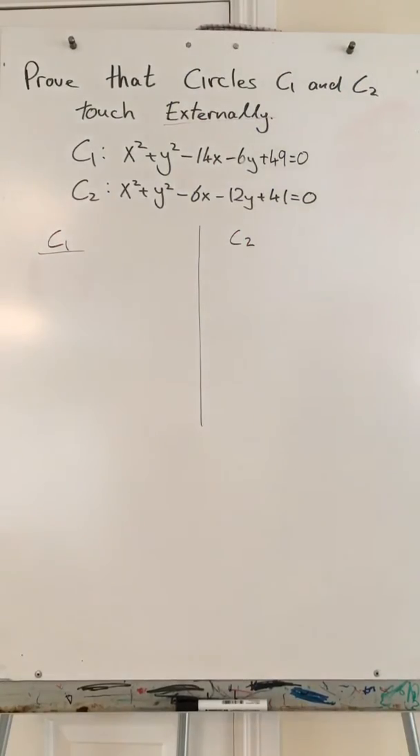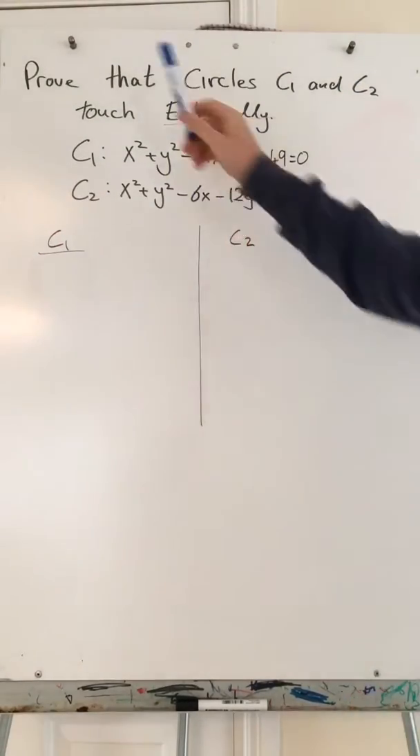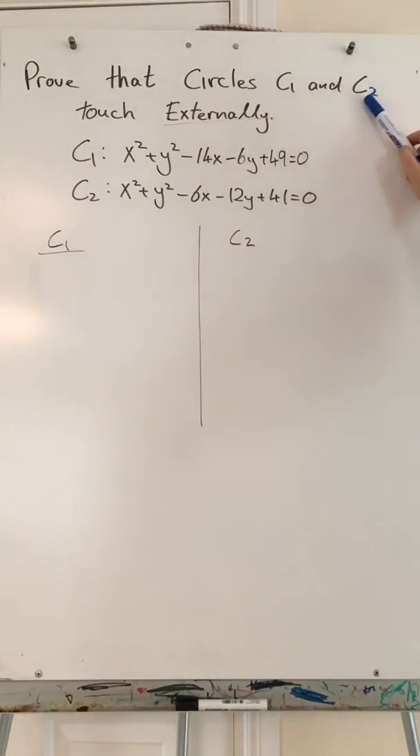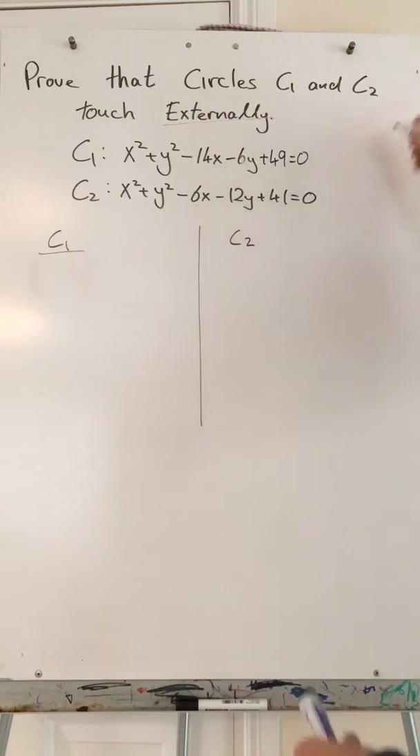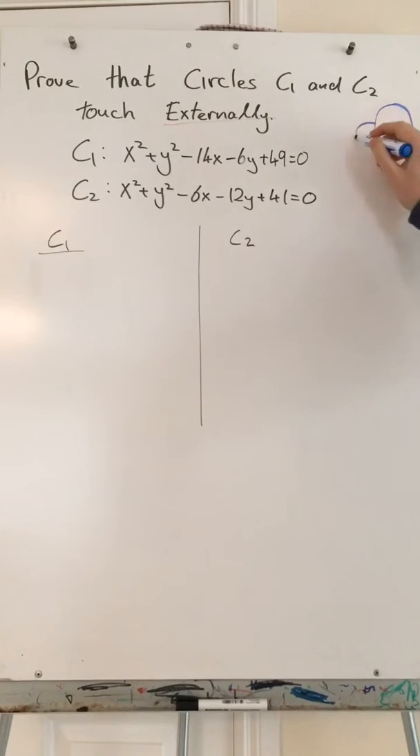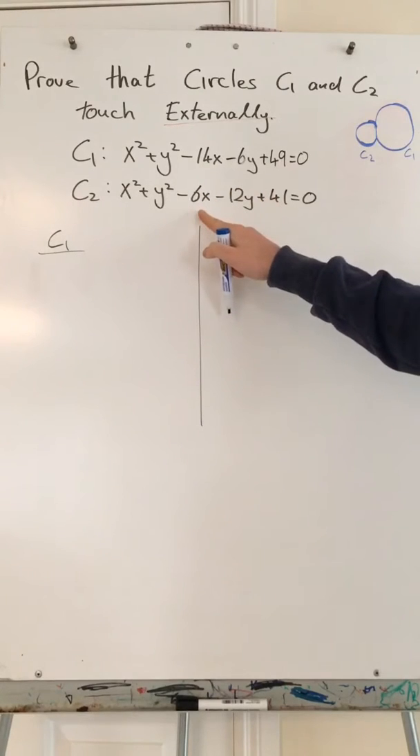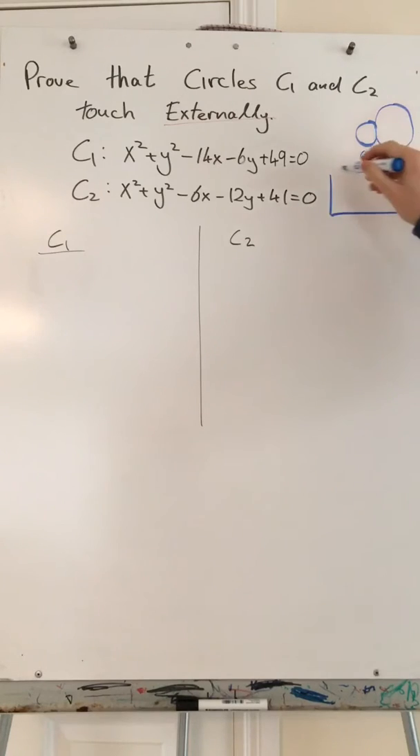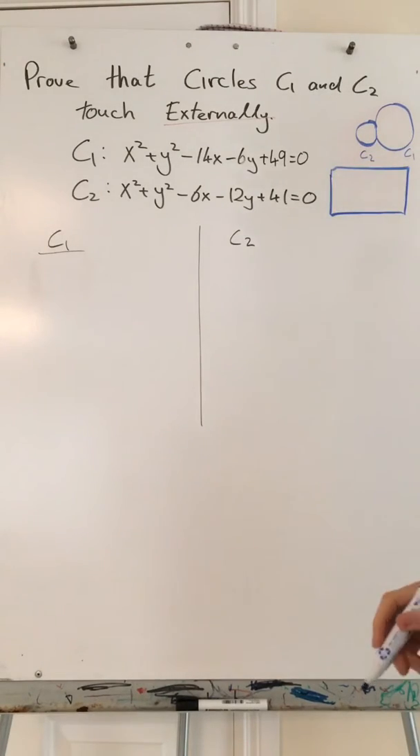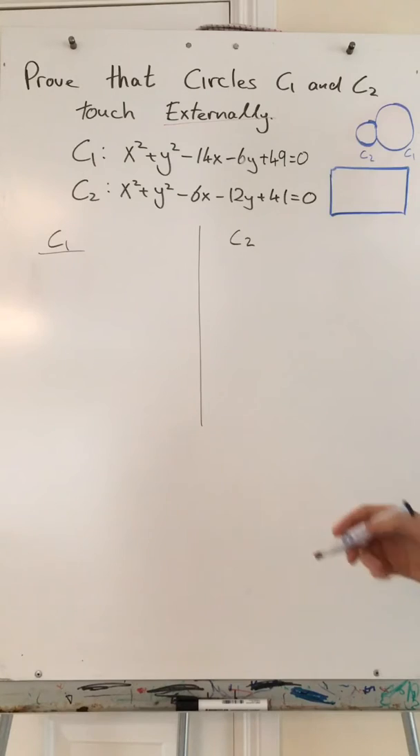Okay, so let's do this example here. In this question, we want to prove that circles C1 and C2 touch externally. If they touch externally, a diagram that it might look like is maybe there's C1 and here's C2, and we want to prove that they touch externally like that. Then they give us the equation of C1 and the equation of C2. So to prove that they touch externally, what is our rule for circles that touch externally? Remember that you need to know these rules and they're not in the log tables.